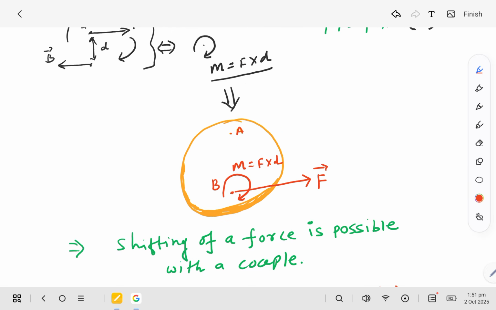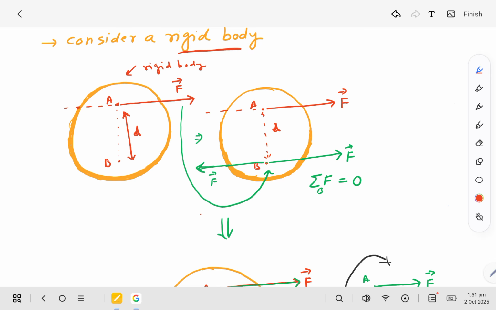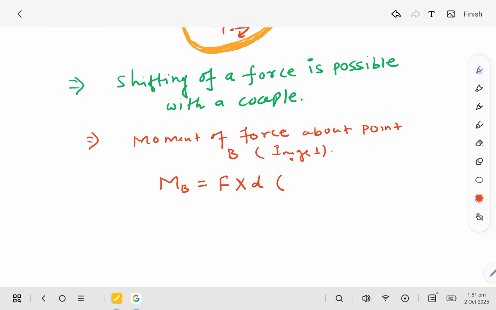And if you look at the direction, this force has a tendency to rotate the body in this direction, so this is clockwise. So this is the moment of force about point B.